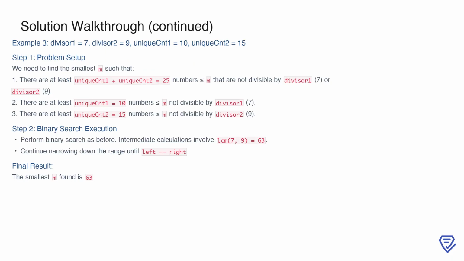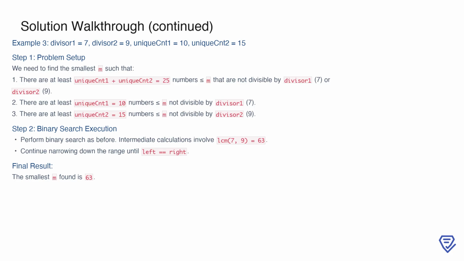In the third example, divisor 1 is 7, divisor 2 is 9, unique CNT1 is 10, and unique CNT2 is 15. This means we need at least 25 numbers not divisible by either 7 or 9, at least 10 numbers not divisible by 7, and at least 15 numbers not divisible by 9. We calculate the LCM of 7 and 9, which is 63, and use binary search to find the smallest m that meets these requirements.